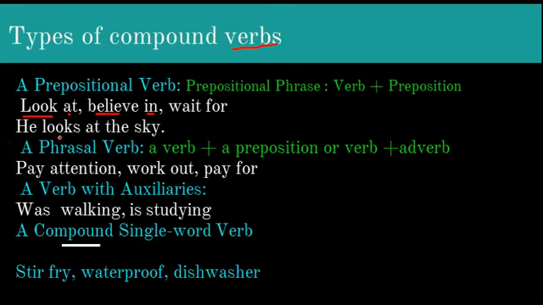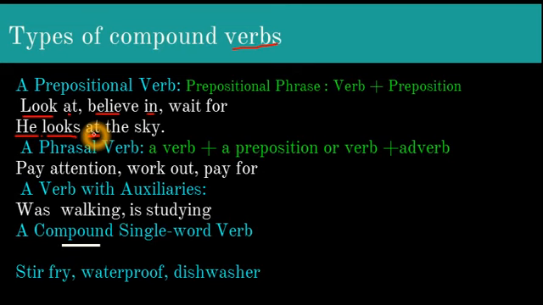In this sentence, he looks at the sky. Now we have the subject he, looks is the verb, and at is a preposition. In this sentence, we have a prepositional verb, which contains a verb, look, and a preposition, at.